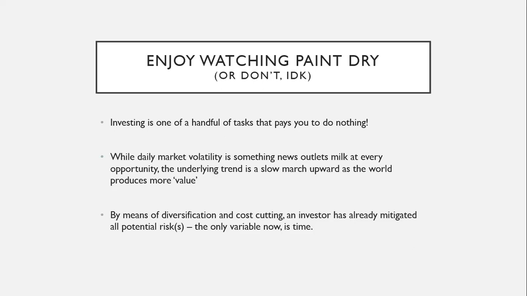And as I said in my previous episode as well, most people are net long, so the general trend is to slowly go upwards. And by means of diversification and cost cutting, you have already mitigated your potential risks. Any systematic risks that are involved in investing, which is a function of the market itself, you can't take out. But by diversification and cutting your costs as much as possible, you've taken out whatever you can. The only variable now in play is time. There's nothing more you can do differently, and you just have to wait out and watch your wealth grow.